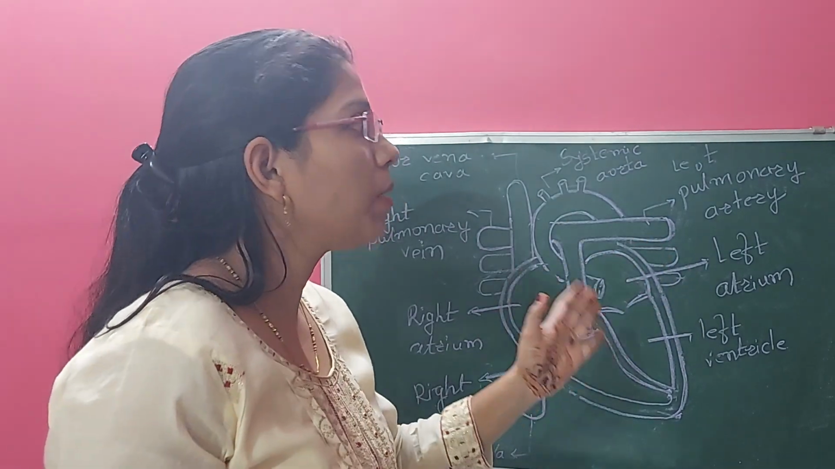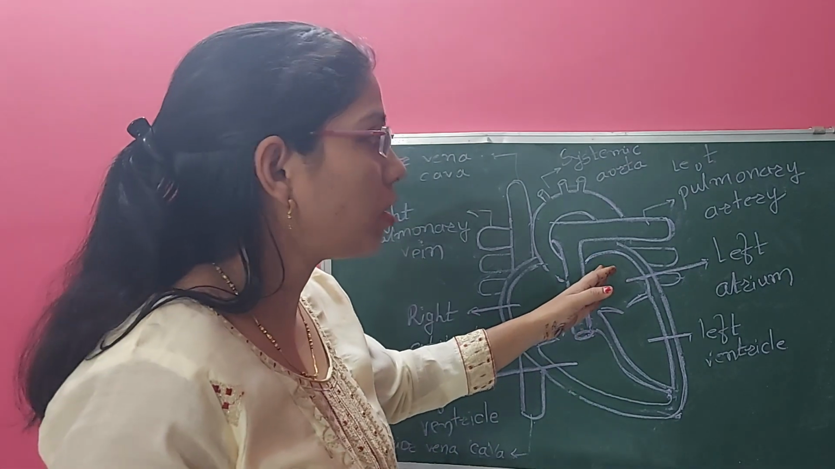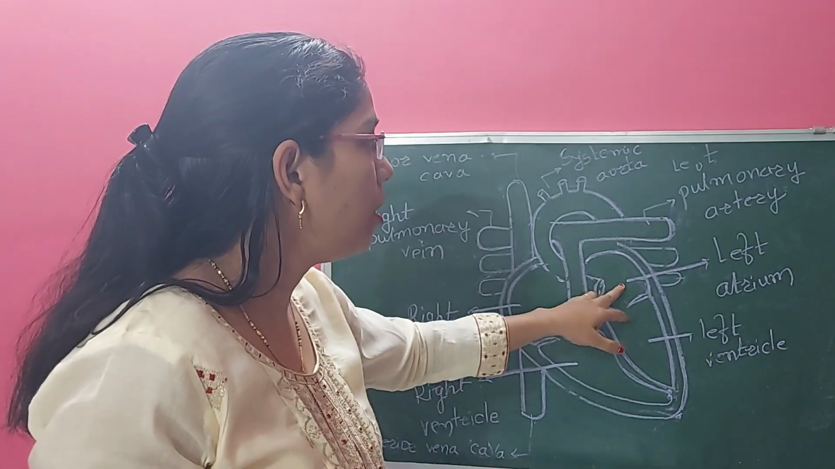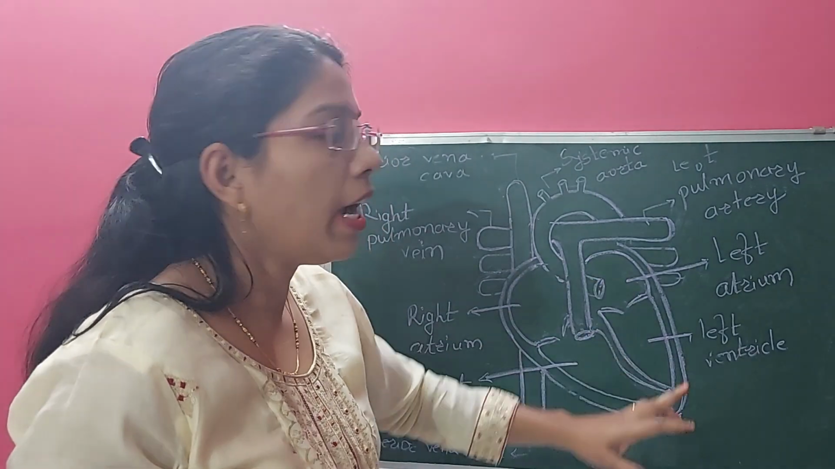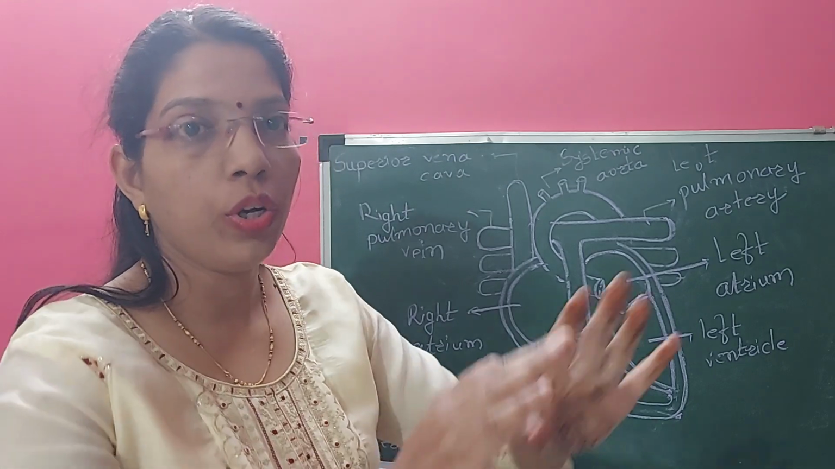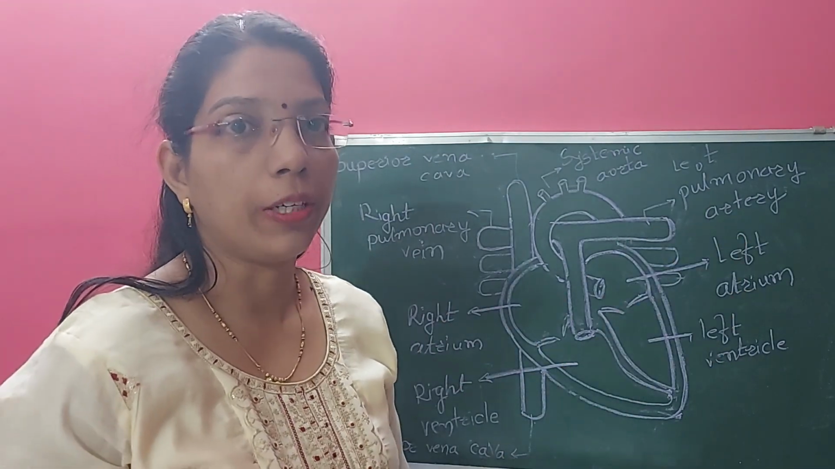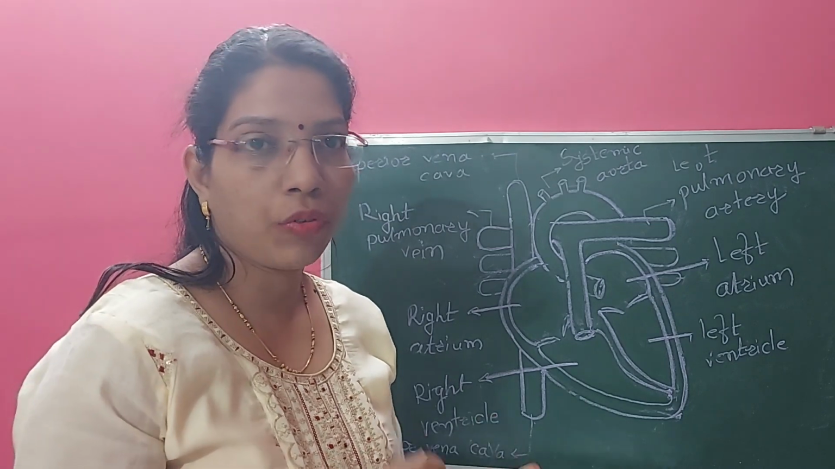There in the lungs the blood is oxygenated, and again it is released. After oxygenation of the blood, it is released in the left atrium, and then it enters the left ventricle, and lastly from the left ventricle it is provided to different parts of the body. So हा आहे ब्लड फ्लो, डायरेक्शन ऑफ ब्लड फ्लो.